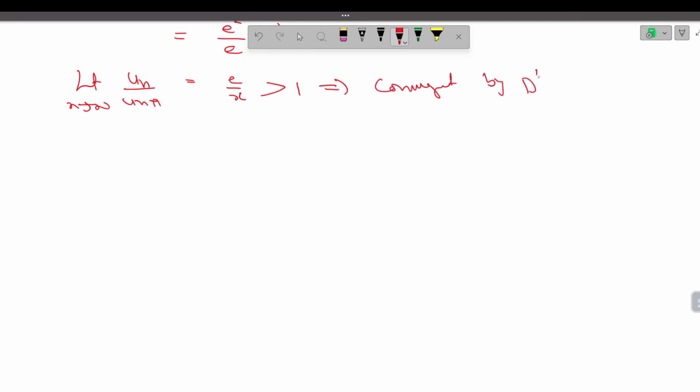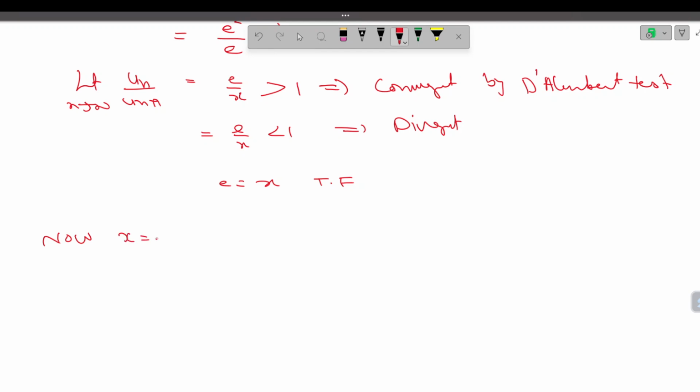By the D'Alembert ratio test, e by x less than 1, divergent. When x equals e, the test fails. D'Alembert test fails. So now what will happen when x equals e? Now we'll see what will happen when x equals e.